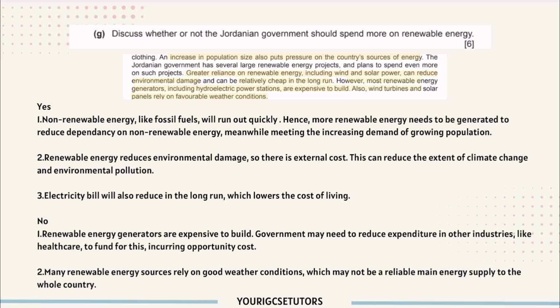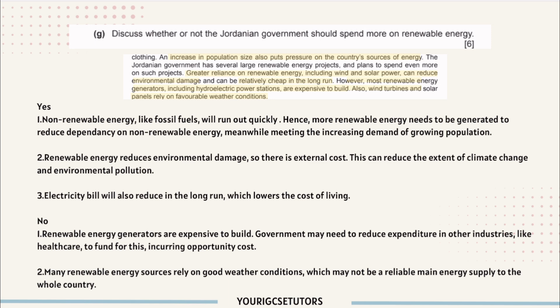Moving on to the reasons why the government should not. However, most renewable energy generators are expensive to build. Wind turbines and solar panels rely on favorable weather conditions. So here are the arguments that you can make for why the government should not spend more. Okay, so here are the points that you can write. So normally I'll split into 2 paragraphs.